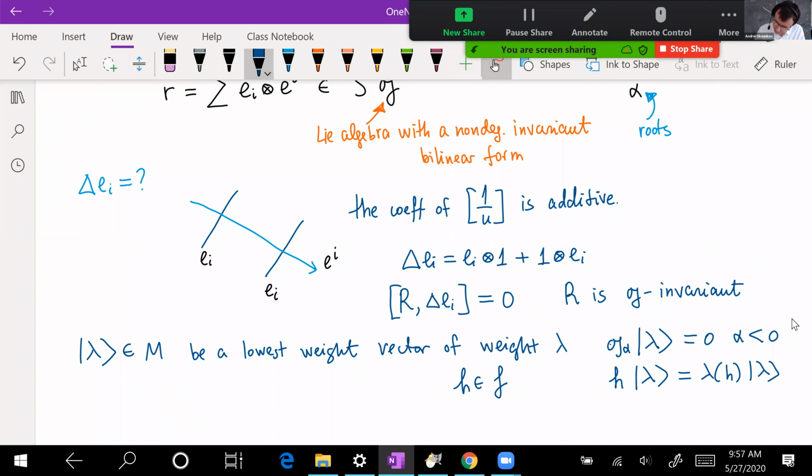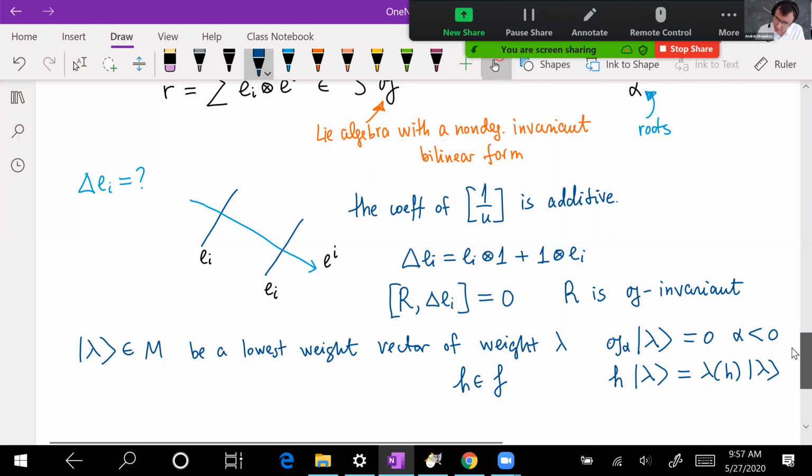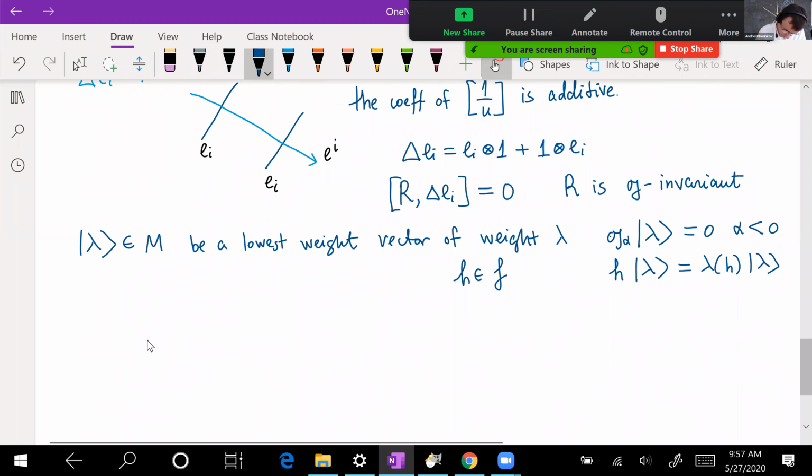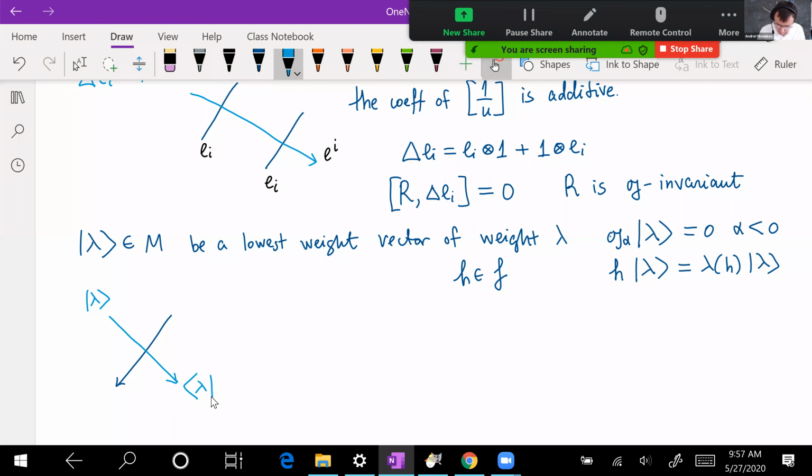And so then let's see what I am going to get for the matrix element of this lowest weight vector. Here I'd like to apply this to this lowest weight vector. I'd like to take the corresponding matrix element, that is, the coefficient of lambda. And so what is that going to be?